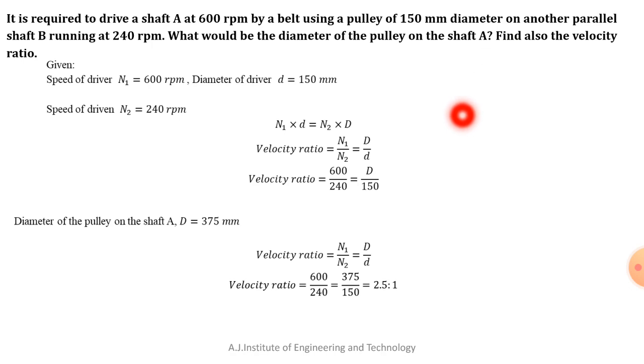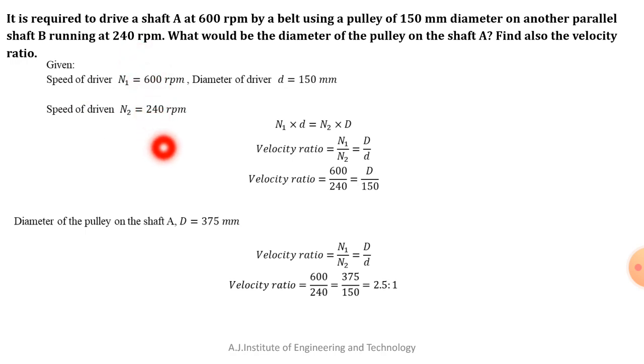So there will be a driver and driven, as you know. So driver usually rpm is very high because 2 rpm is given here. So the 1 stands for driver and 2 stands for driven. So whatever the driver, the diameter of pulley is 150 millimeters, that is diameter of driver 150, and the speed of driven, that also given, that is 240 rpm.